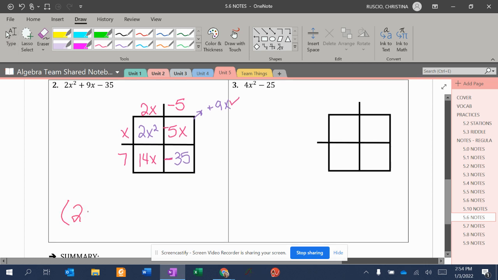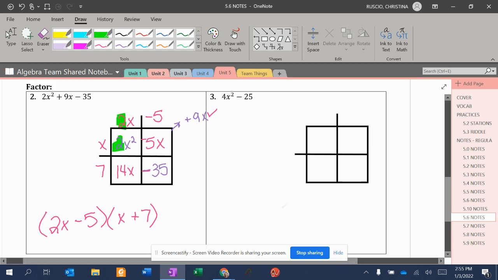So there's a lot of guessing and checking and a lot more variation to these types of problems. If this hadn't worked out, I would have probably tried flip-flopping my 7 and my 5, which we didn't have to do yesterday, again, because we didn't have this 2 in front kind of messing with things.